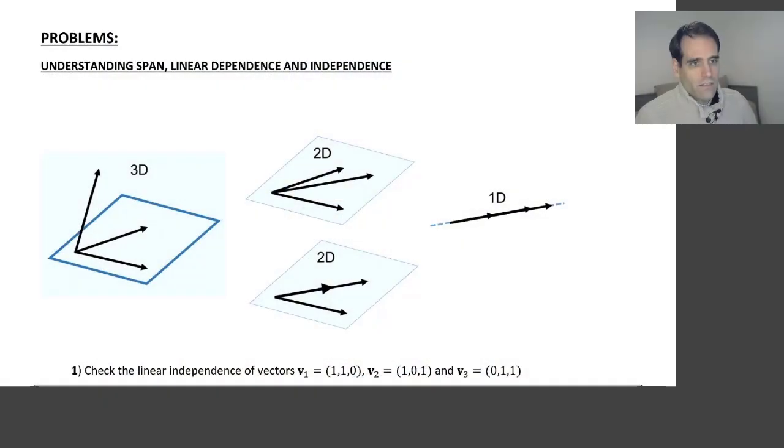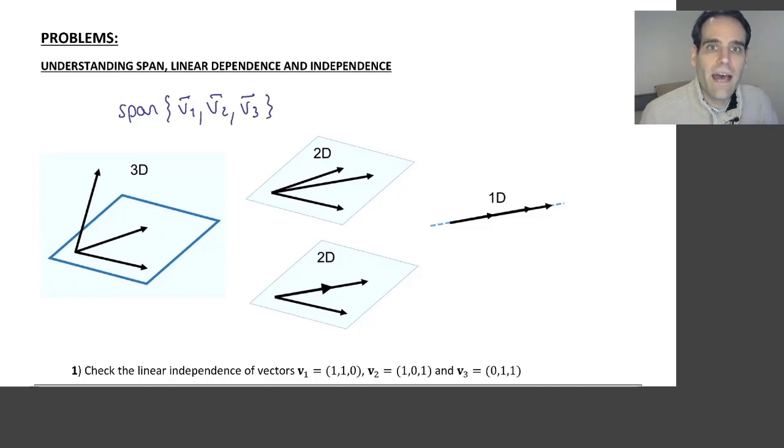So now I will do a couple of problems that will hopefully help you understand the concepts of span, linear dependence, and linear independence. So consider, I'm going to imagine a simple case where we only have 3 vectors, v1, v2, and v3. So if I ask you to calculate the span of these 3 vectors, you know that several things can happen.